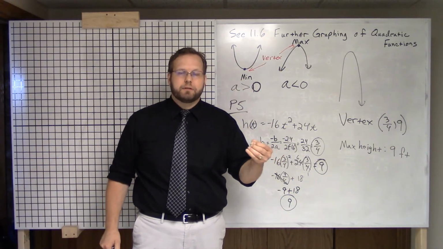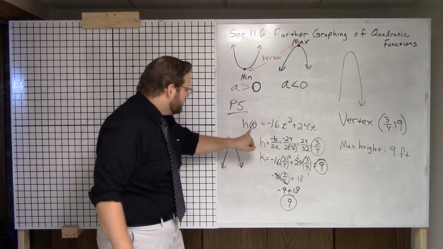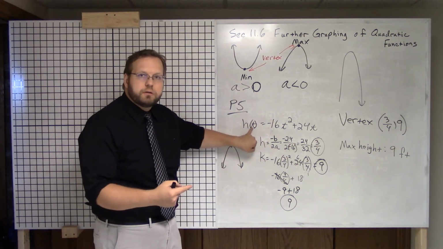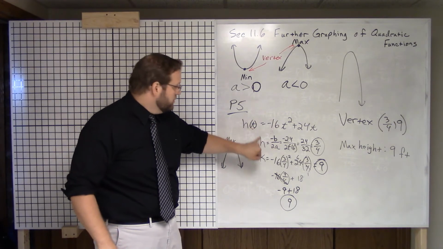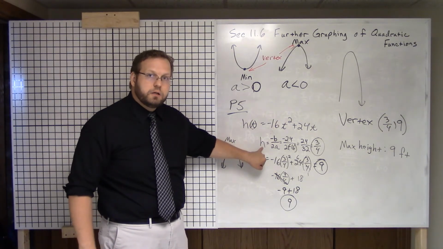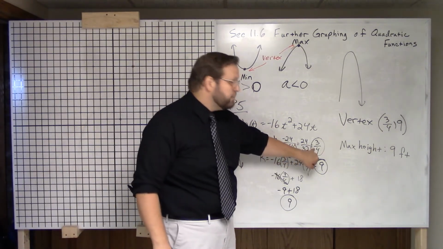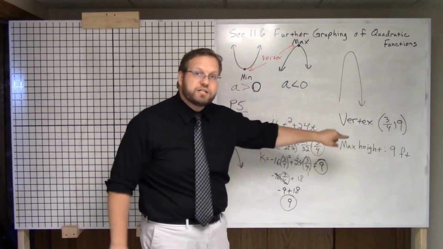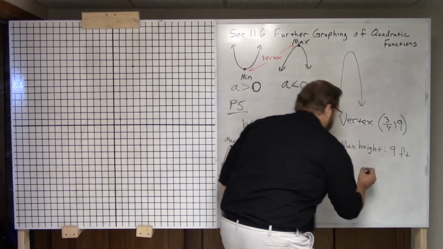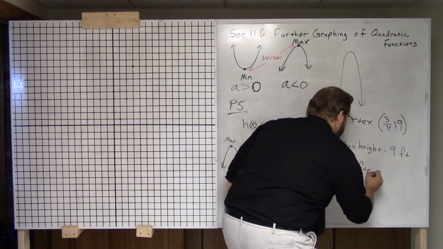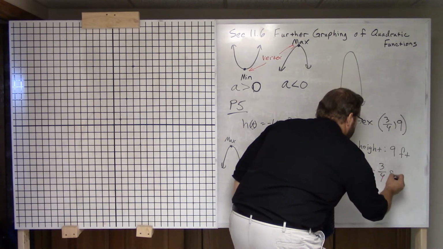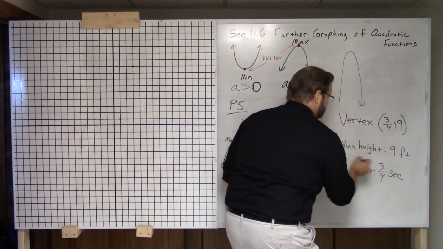Now what about the second part of the question? When does that happen? That's talking about a time. The t, that was your input. That was your x value, or in this case that h value. So that time right there tells us that we're going to reach that 9 feet after 3/4 of a second.